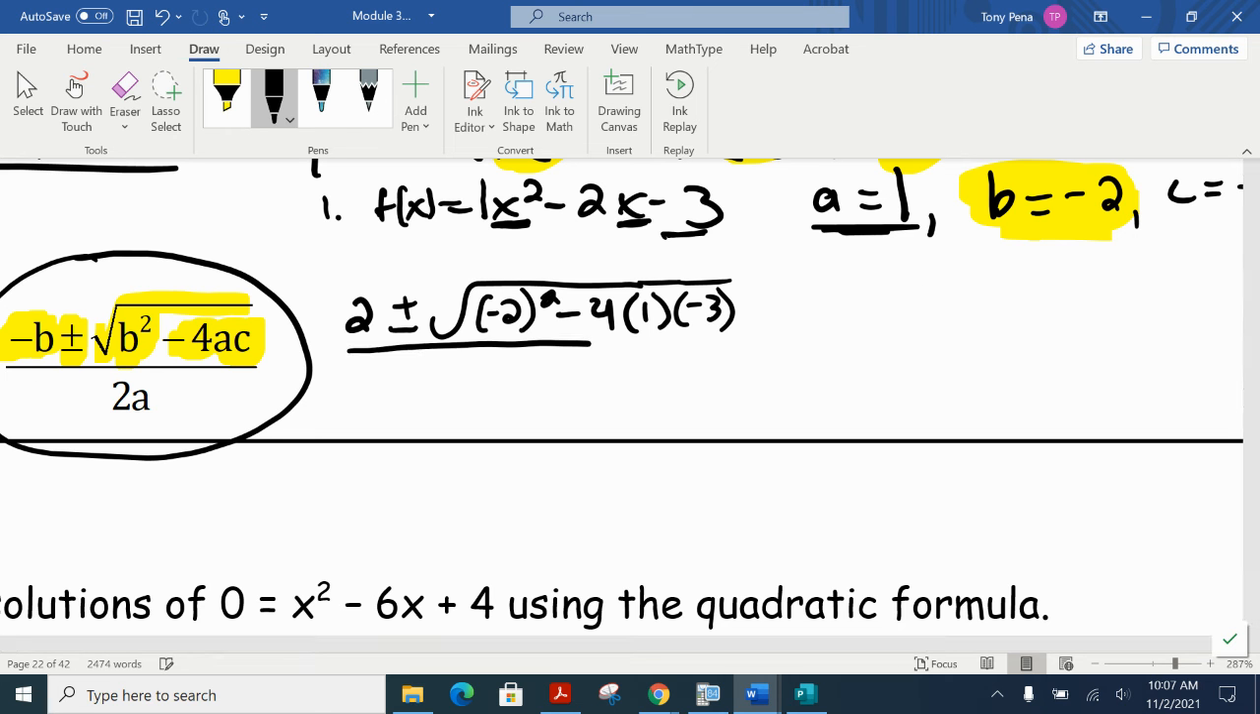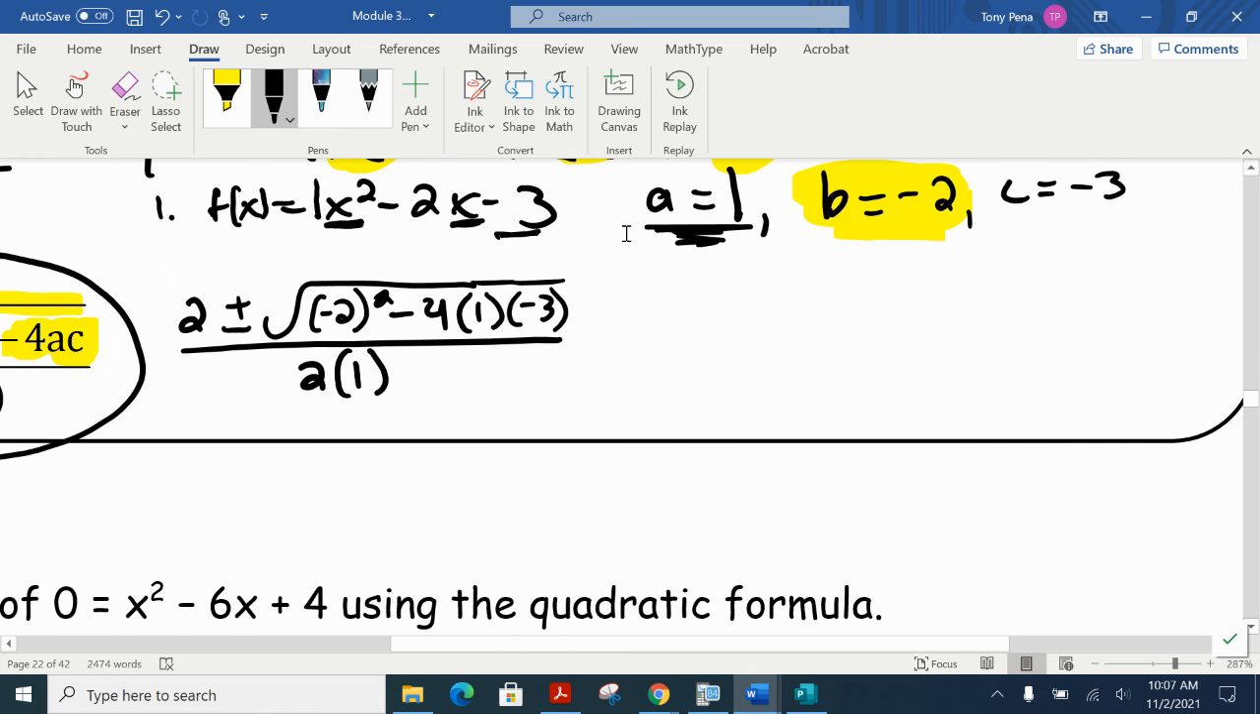Then you have your big long fraction bar. You're going to do twice a. So I'm going to do 2 times whatever a was. A is again that 1. So we need to make sure it's in standard form, then find your a, b, and c, and then you're just going to plug them into the formula. Okay? Now from here, we just need to clean this up. So now we're just going to do some cleaning up.